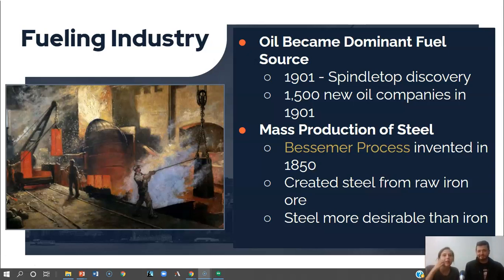Mass production of steel is also going to hit big during the industrialization process.